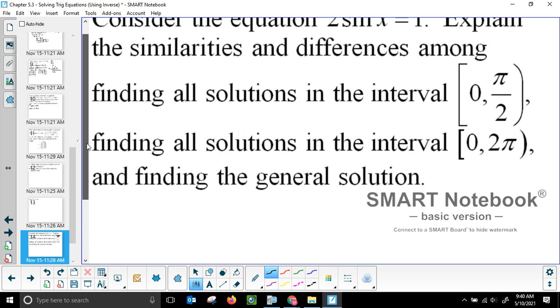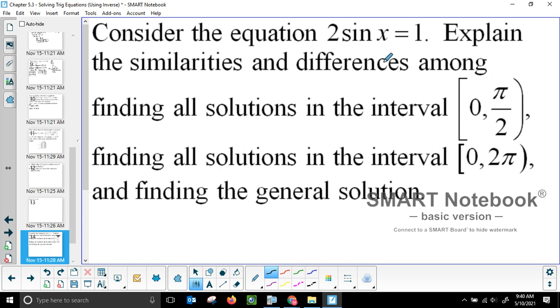So let's take a look at what's going on here. Obviously, we can just divide both sides by 2, and we get sine of x is equal to 1/2. Well, if we're just doing it on the solutions 0 to pi over 2, in the first quadrant, where is sine of x 1/2? That occurs at 30 degrees, or pi over 6 if we're doing radians. So here, x is equal to pi over 6.